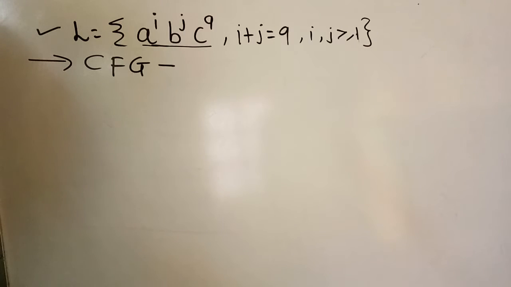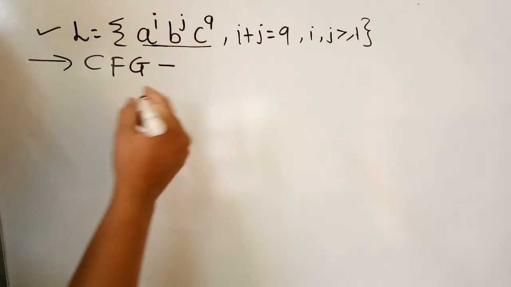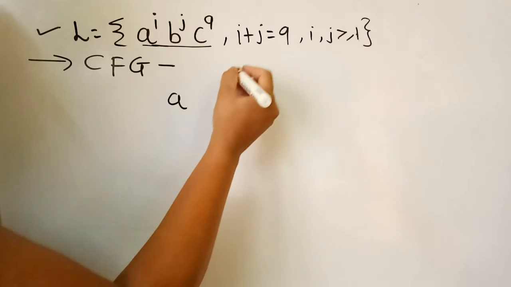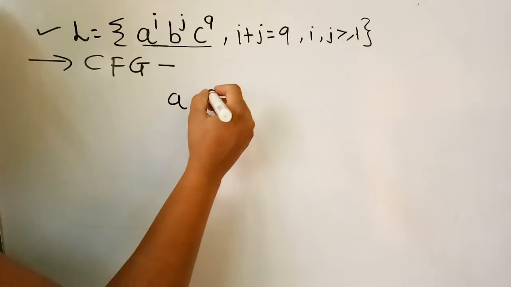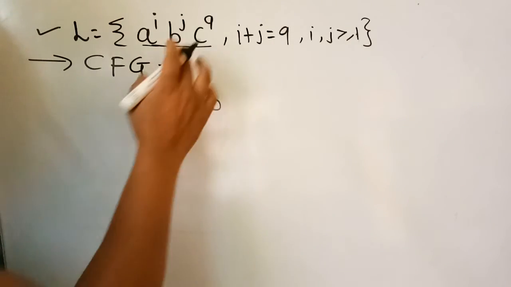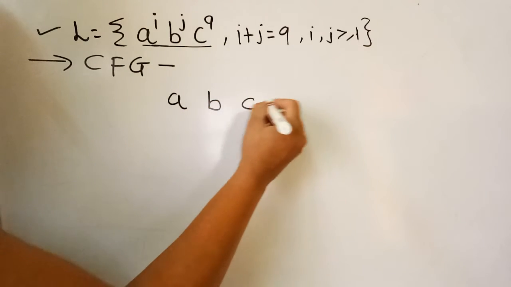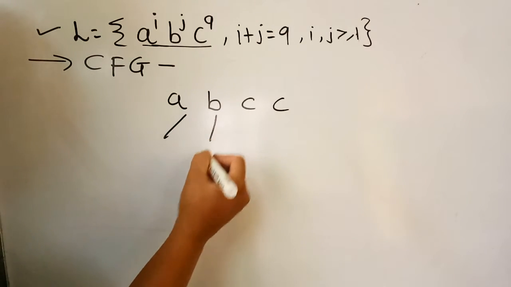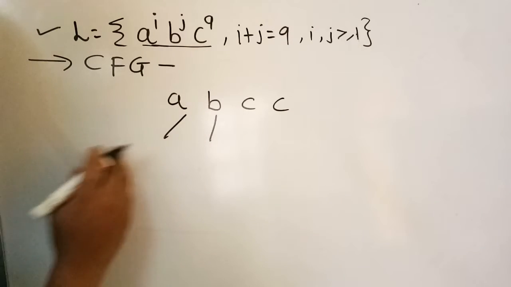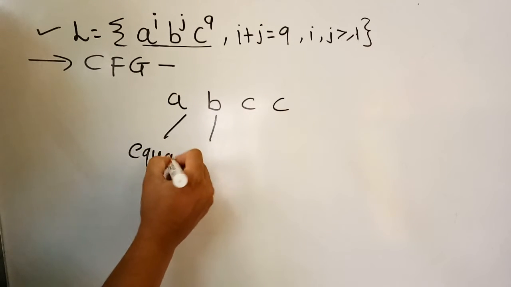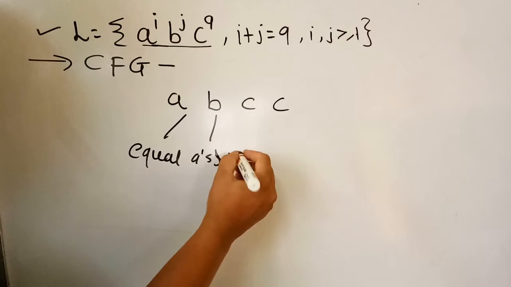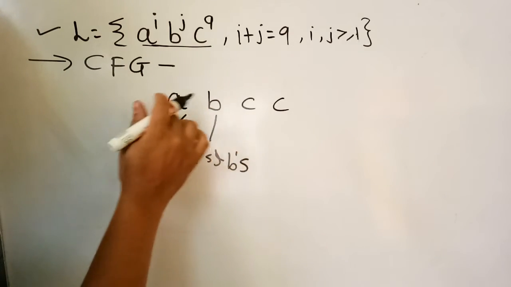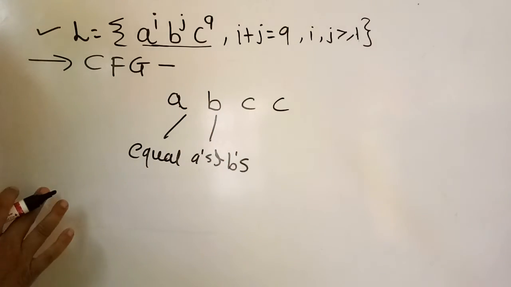Here, for example, if i is 1 and j is 1, then a and b will be 1 and 1, but c will be i plus j, so it is double. After analyzing these two terms, it is the combination of equal a's and b's. How many a's and how many b's are equal.